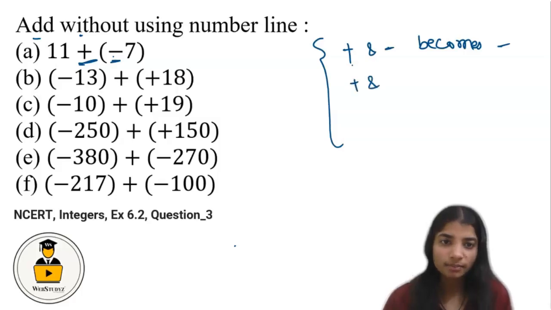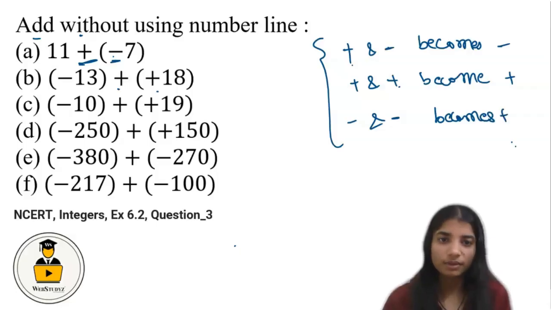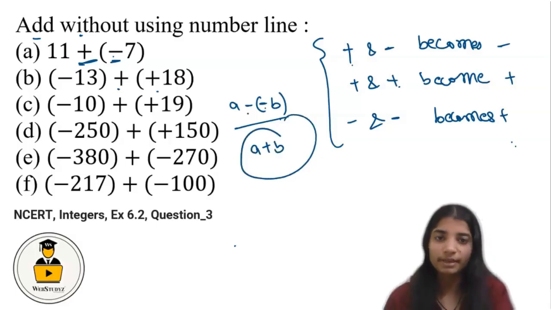Next is plus and plus. Look, here is plus and here is also plus. So plus and plus becomes equals to plus, and minus and minus becomes plus, which means if the number is a minus of minus b, then from here, minus and minus become equals to plus. So this becomes equals to a plus b.